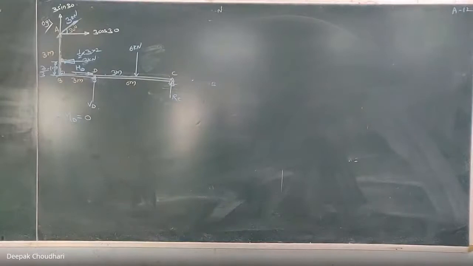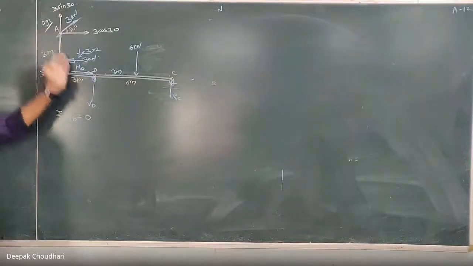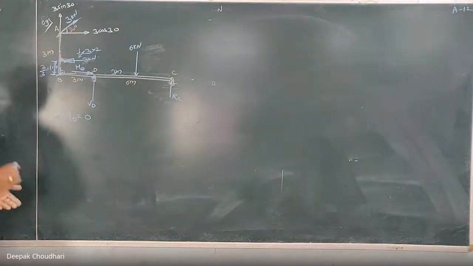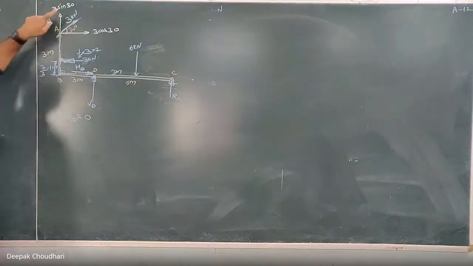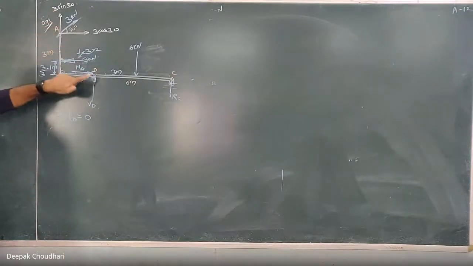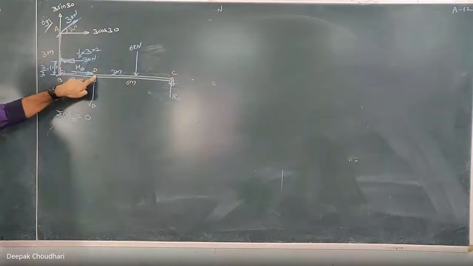Sir, the screen is not visible. Yes, I'll show it. Yes, now it is visible. Yes, sir. Okay. Now tell me the moment about point D. Let's start from A, quickly. Let's take the moment of this 3 sin 30 about point D. Will it be clockwise or anti-clockwise?